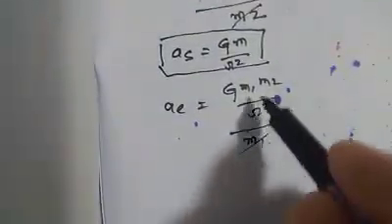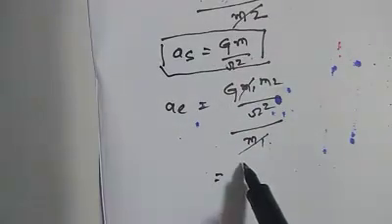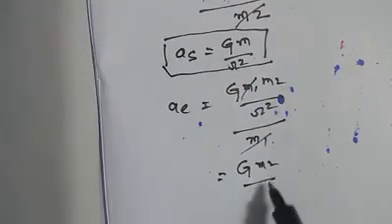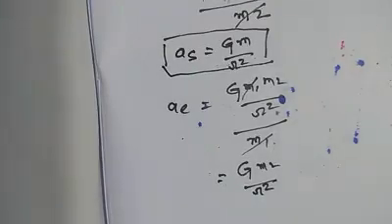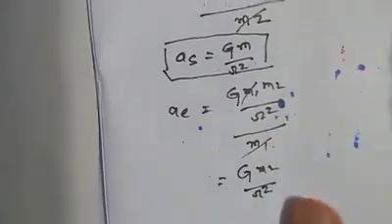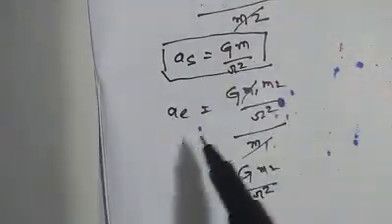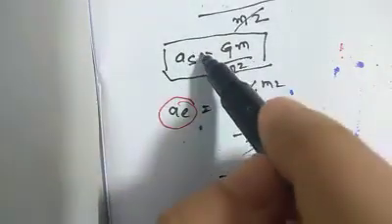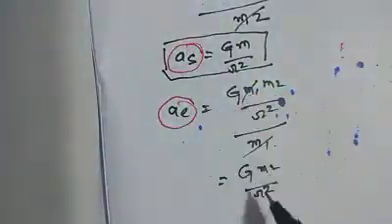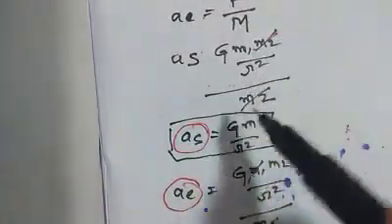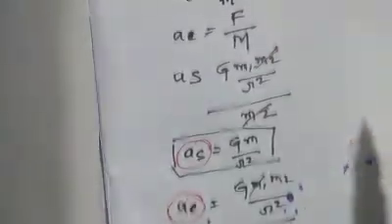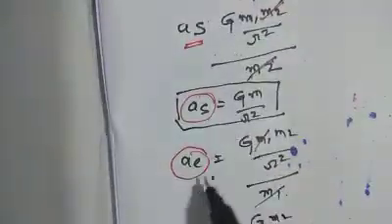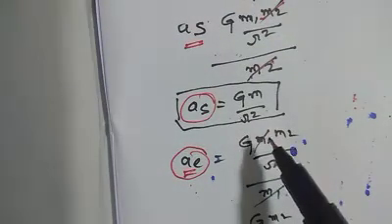Anyway, it doesn't matter. M1 and M1 get cancelled out and it equals G M2 by R squared. Now you might say that the gravitational acceleration of the stone will be less because of the mass being high. It is far off from the earth. But note one thing, that in both the cases, the gravitational acceleration of the earth and the gravitational acceleration of the stone, both the small m's are getting cancelled out. This one has cancelled out, this one has cancelled out. So whether it be a stone or the earth, mass doesn't matter.